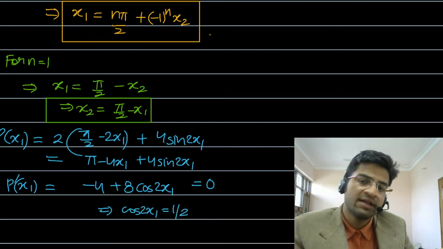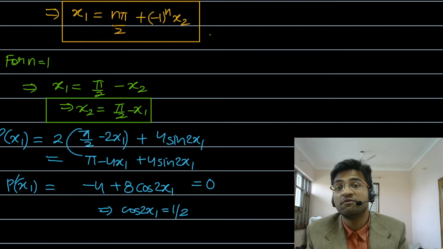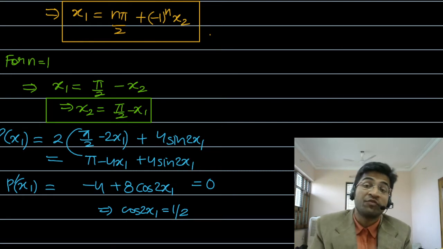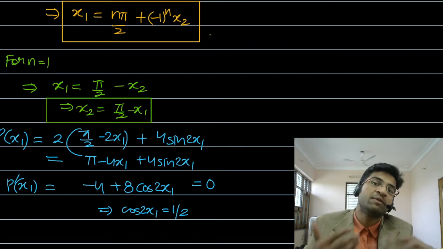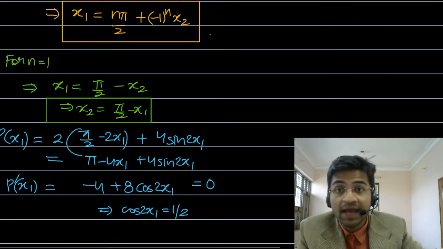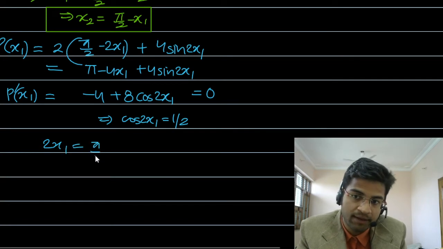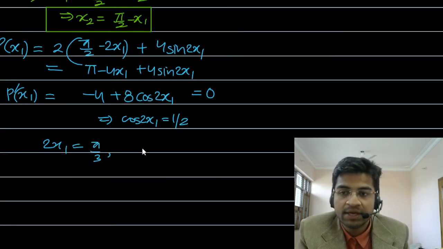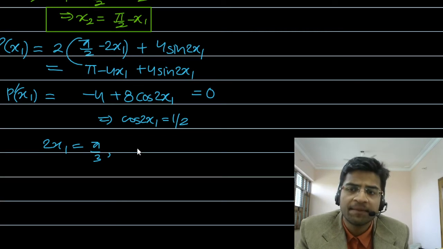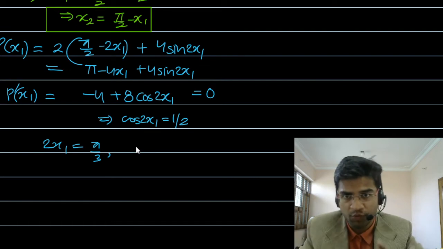Now we have to think that if x is between 0 and pi by 2, x1 is between 0 and pi by 2, so 2x1 will be between 0 and pi. So if 2x1 is between 0 and pi, what are the possible values of 2x1 so that cos 2x1 is equal to half? Think for a moment. 2x1 can be equal to pi by 3, and another one is for cos 2x1 equal to half, right?